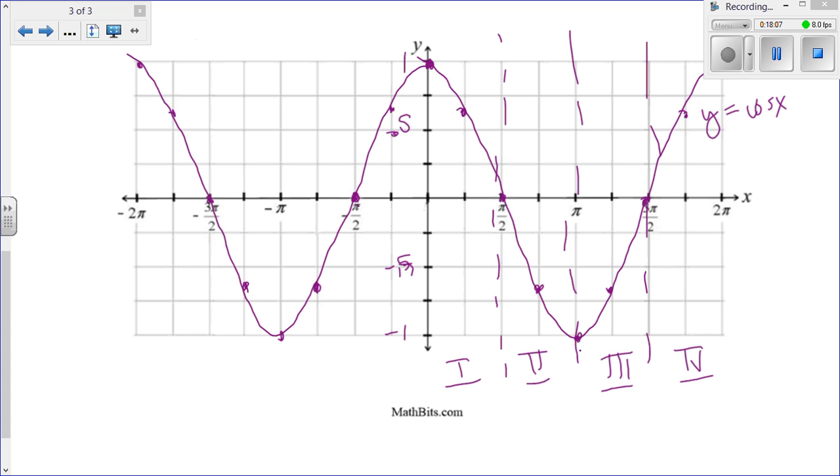Alright, so that's graphing a sine curve and a cosine curve in a nutshell. Good luck.